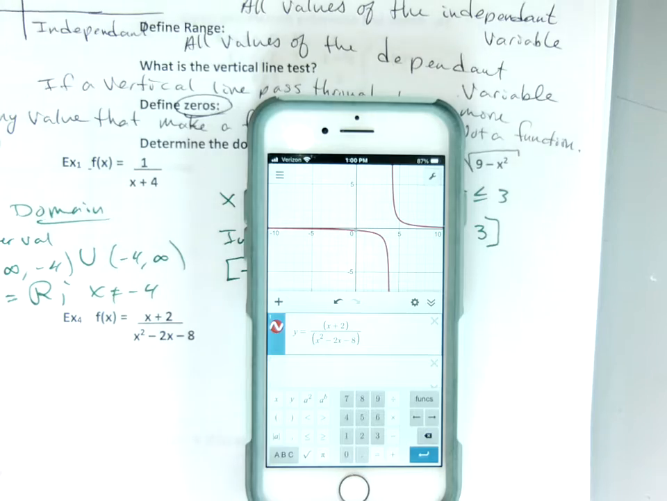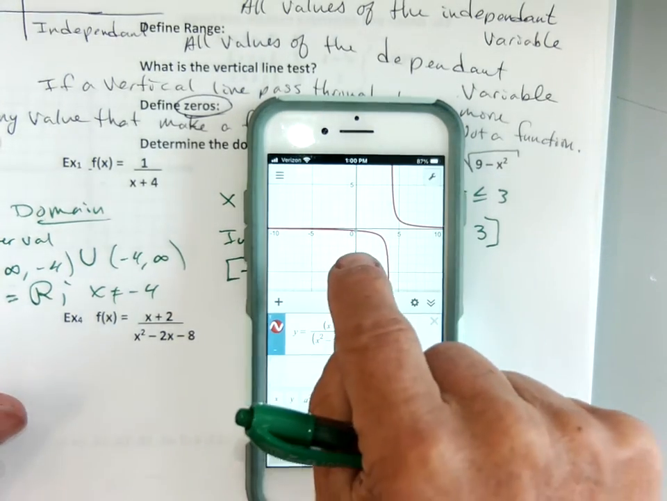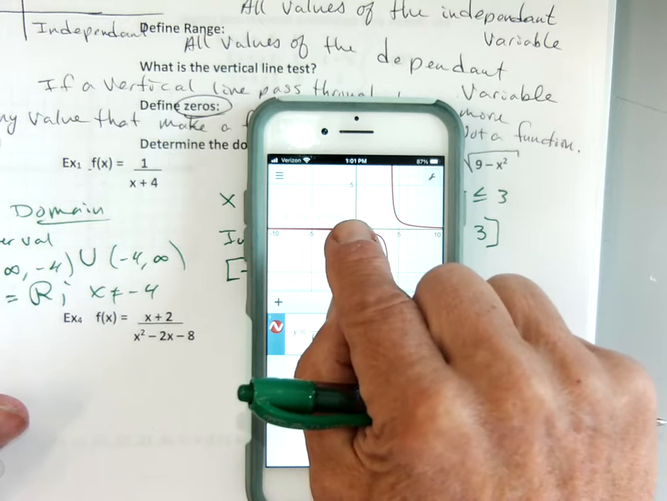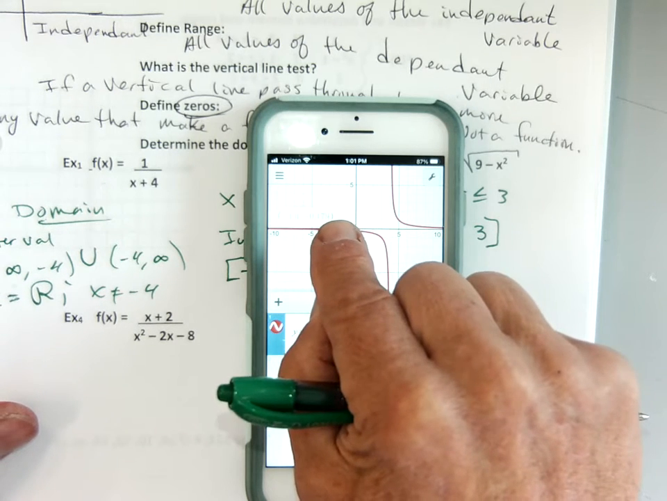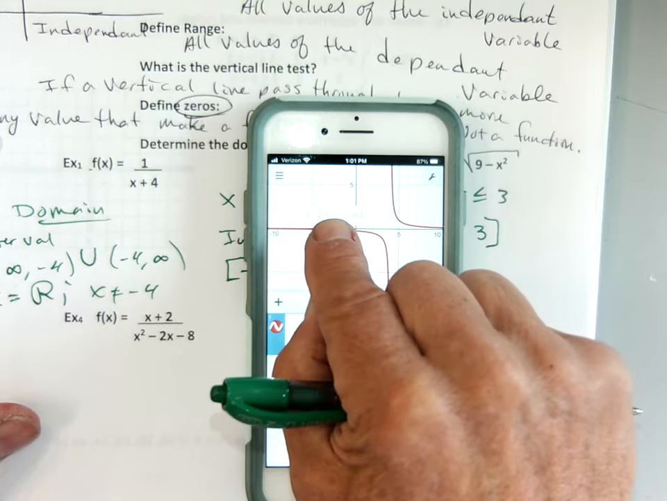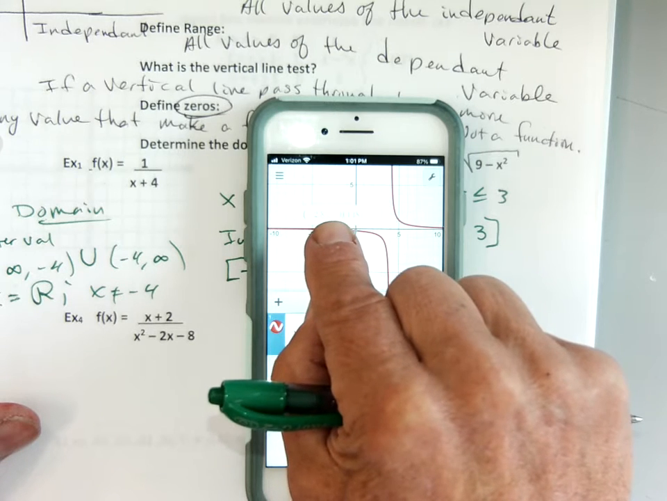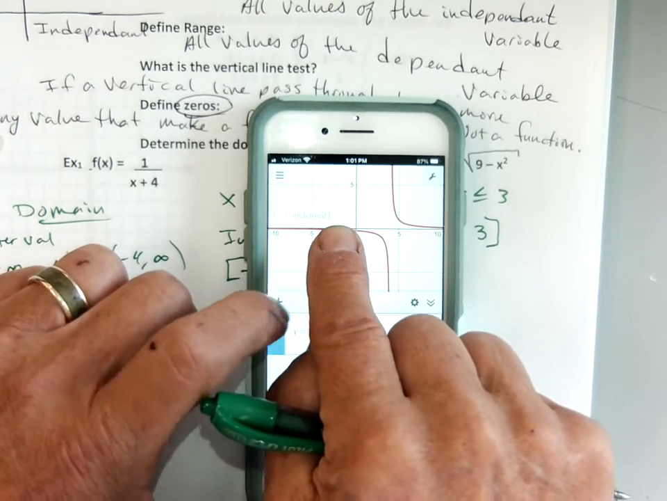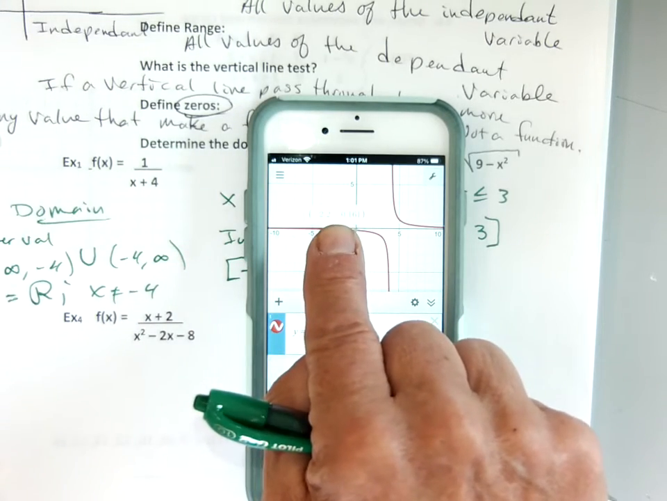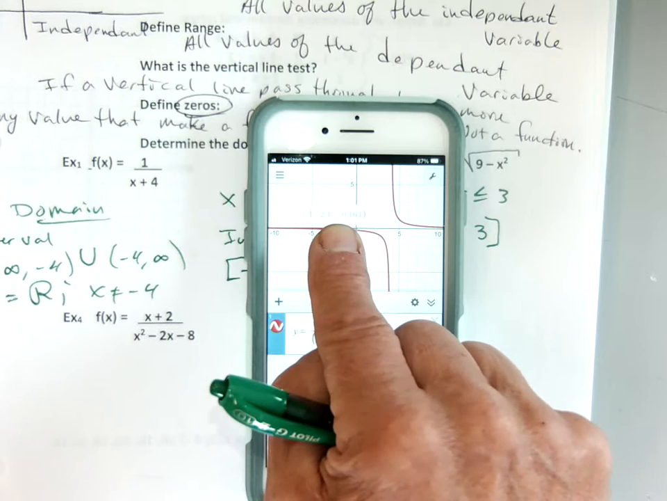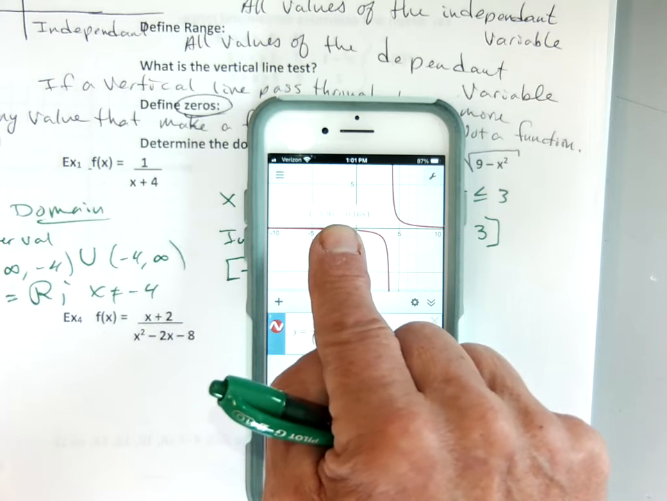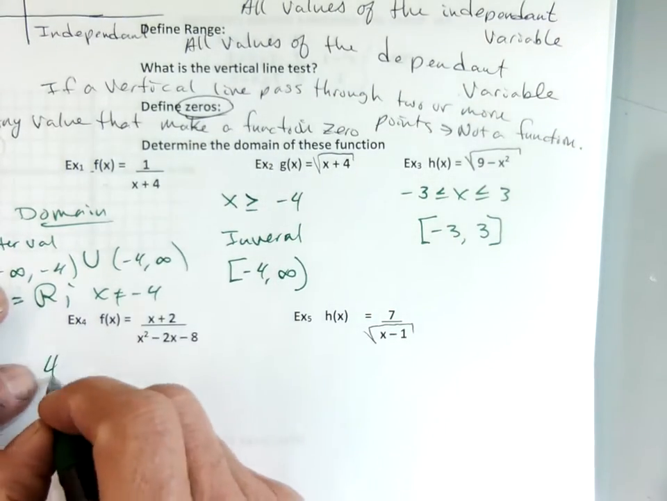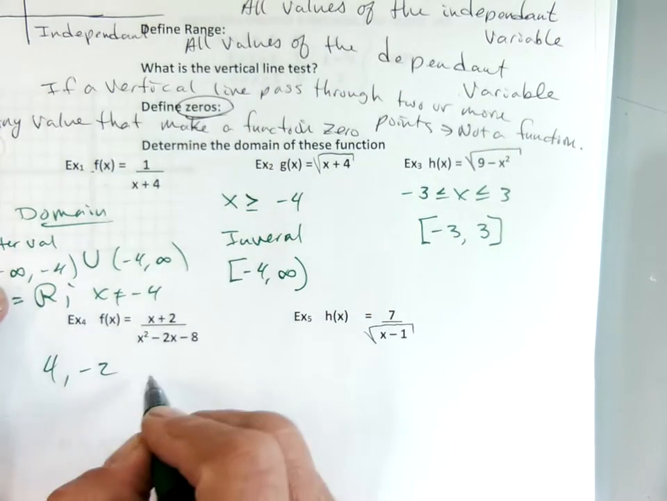So 4 is a problem, and I'm going to type in -2 for a second. Oh, there it is. I saw it. Hold on, wait now. Oh, I had it for a second. Oh, there it is. Can you see it? Yeah. -2. Come on. It is. So why are 4 and -2 undefined?